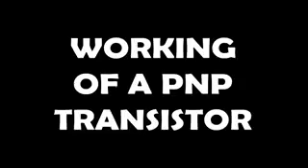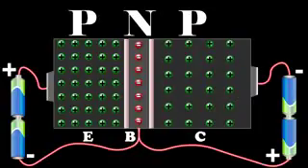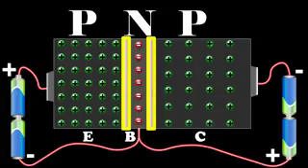Explain the working of a PNP transistor. Now, let us see the construction. A PNP transistor is like two PN junction diodes which are placed back to back.